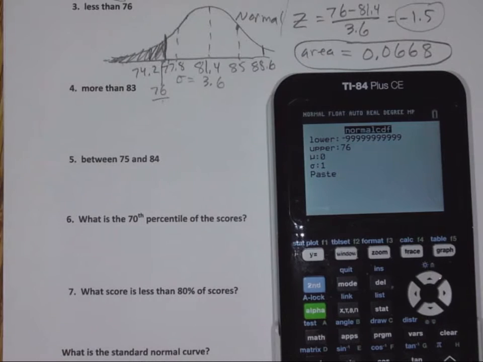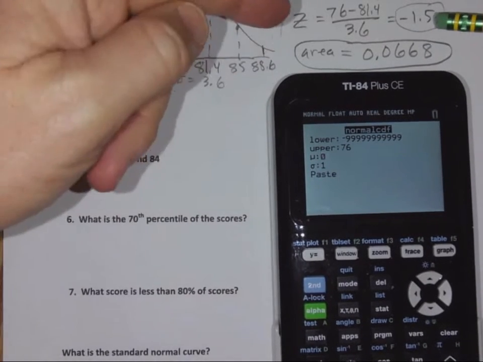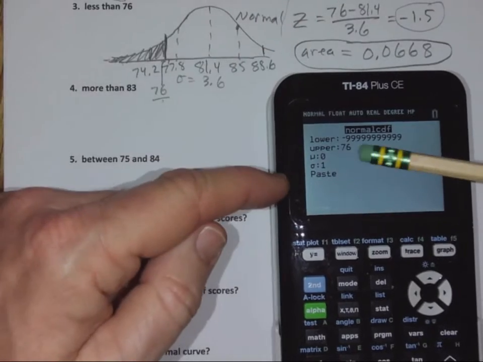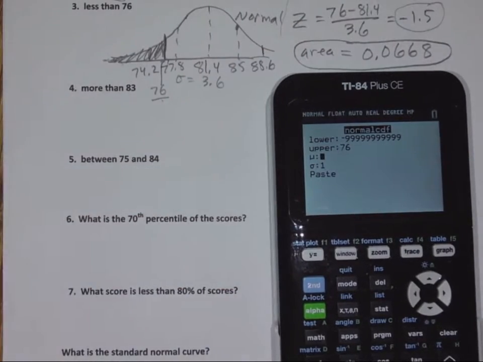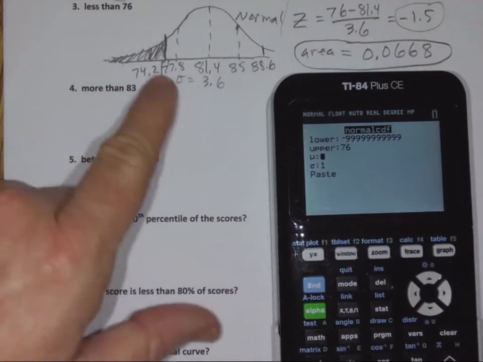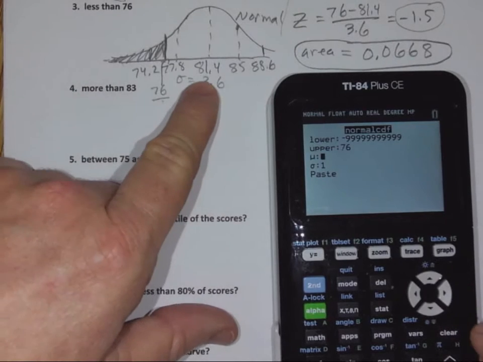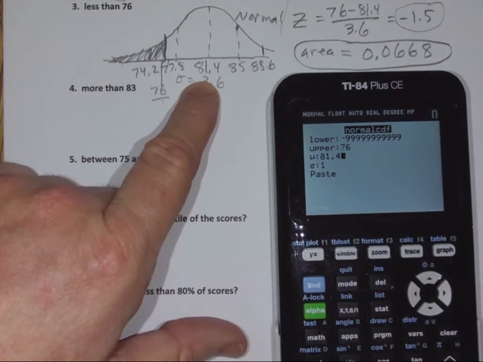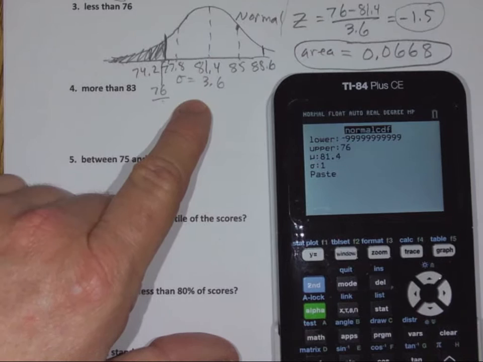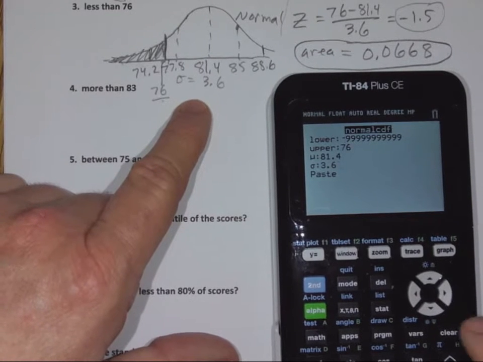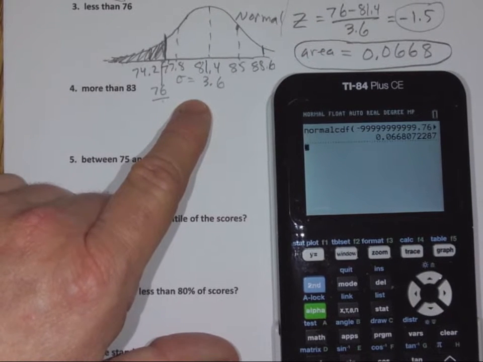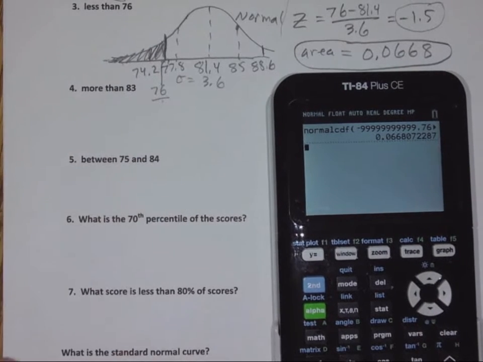All right. And then now with my z-score of negative 1.5, that is a standardized value. And I could just use, well, let me come back to that. Anyway, so my mean is 81.4, and then my standard deviation is 3.6, and there it goes, and there's my answer right there. And so that's using normal CDF.